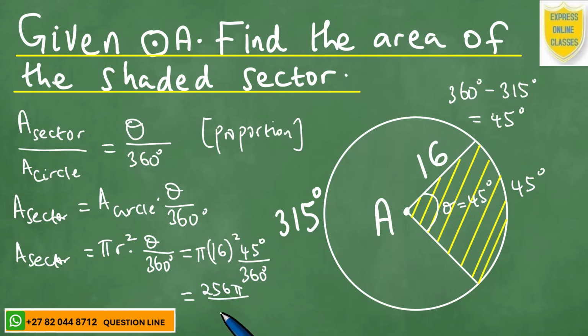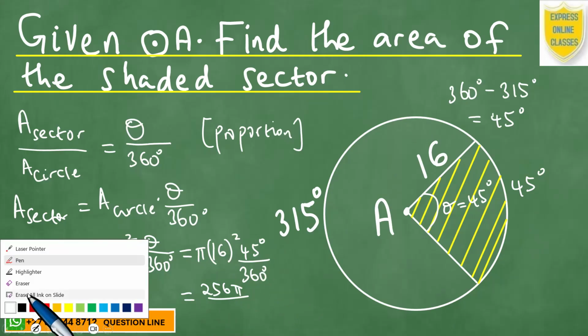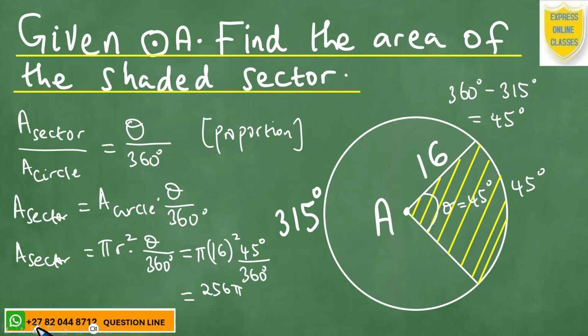256 pi, and let us multiply just to make sure that everything is done in order. Now 45 divided by 360 degrees is 1/8. If we divide 256 by 8, it gives us exactly 32 pi, and this 32 pi is therefore the area of the sector.